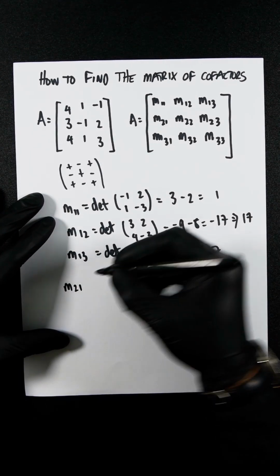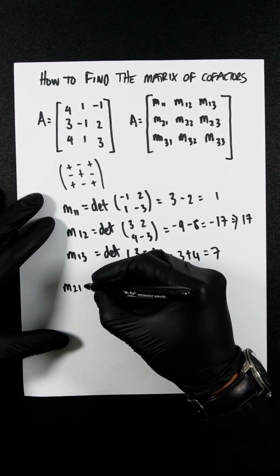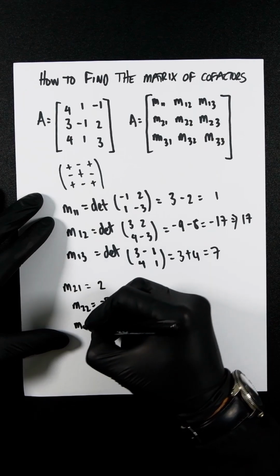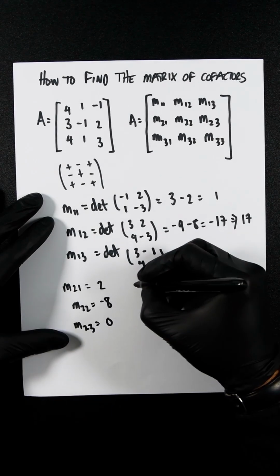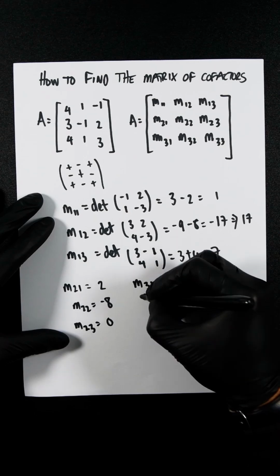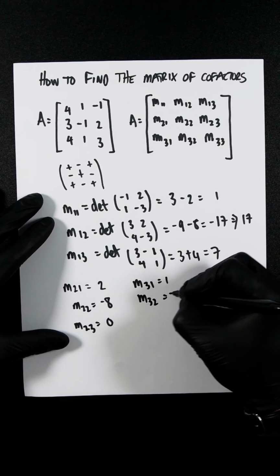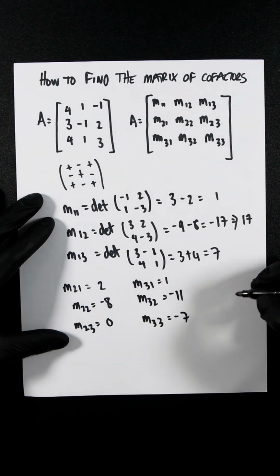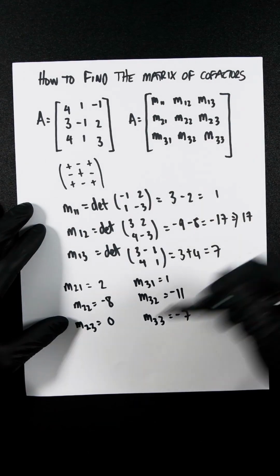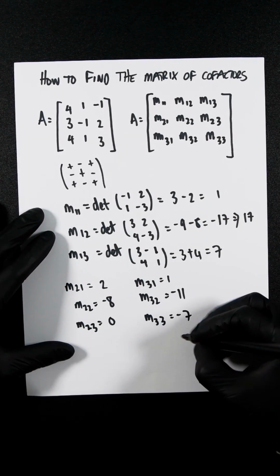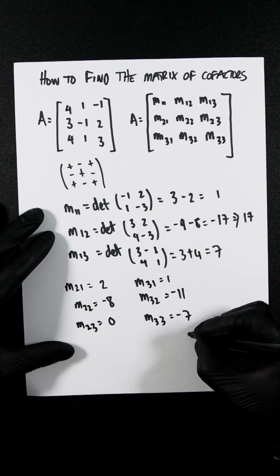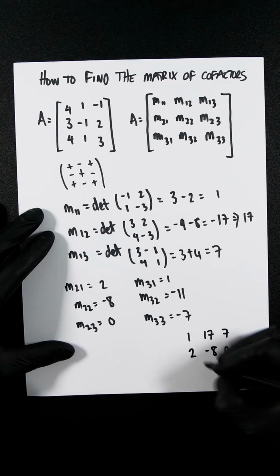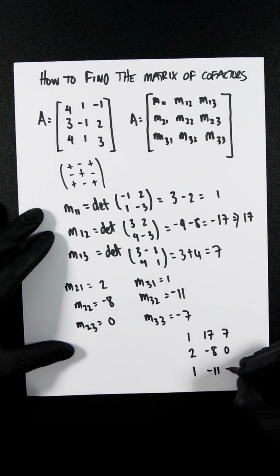I'm now going to just quickly do in my head the rest. So M21 is going to be 2. M22 is -8. M23 is obviously 0. M31 is 1. M32 is -11. And M33, that's a -7. So now you take all of these numbers and then you put them into a matrix. You're going to have 1, 17, 7, 2, -8, 0, 1, -11, -7.